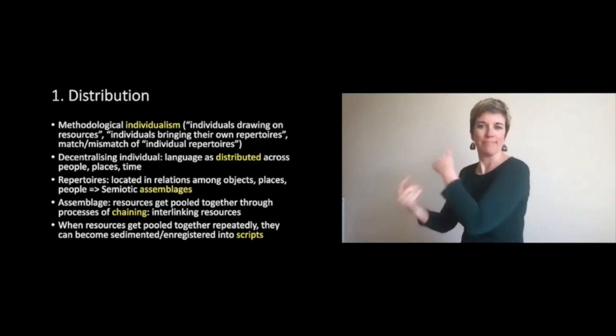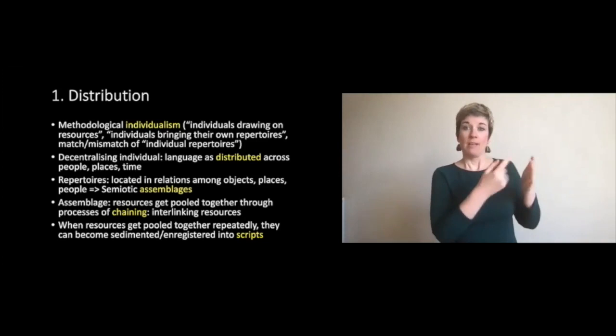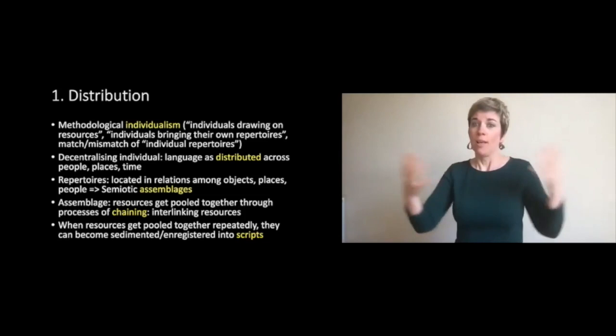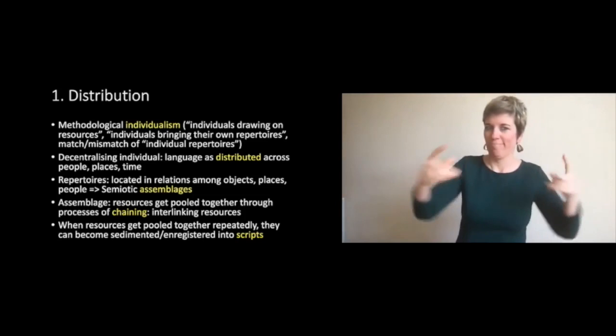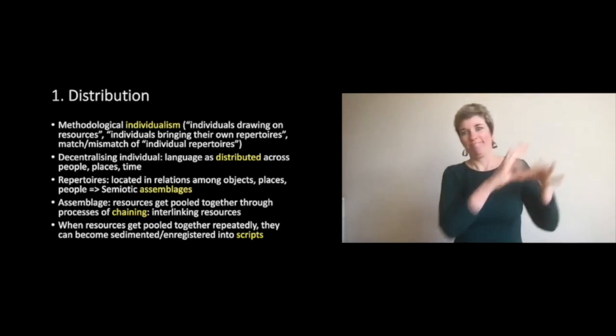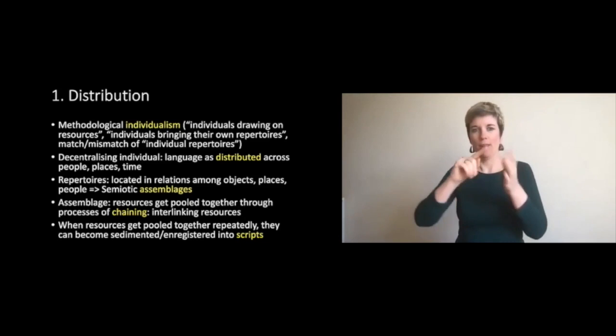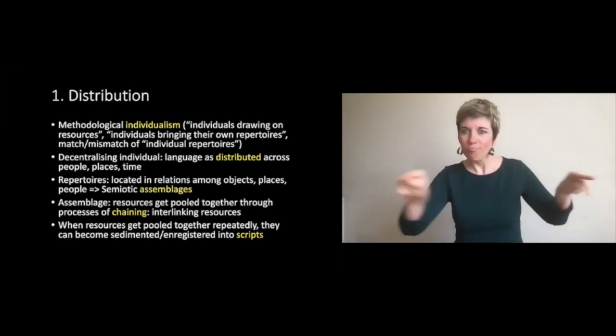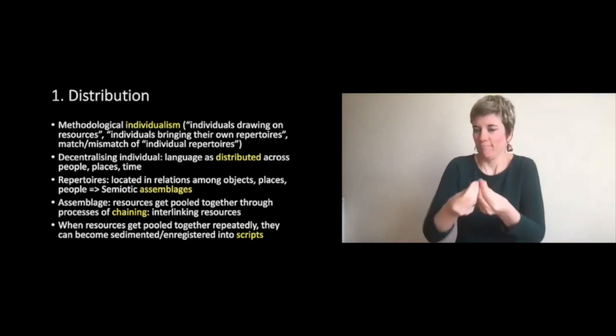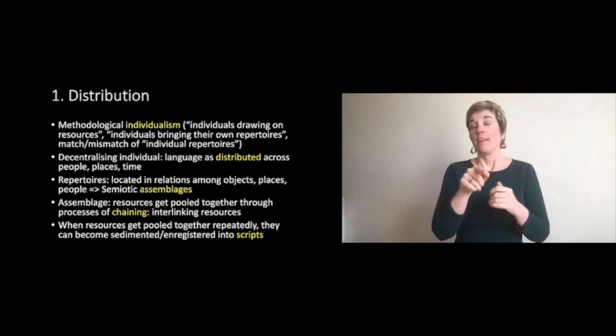So now we need to slightly decentralise that concept away from just the individual to include things and people that can be involved in the communication process, not just repertoires being situated within people. And when we think of it in this way, it leads us to the term semiotic assemblages, which means all the different resources that are available, whether situated in people, places, objects, and time, when they are brought together, they create an assemblage.